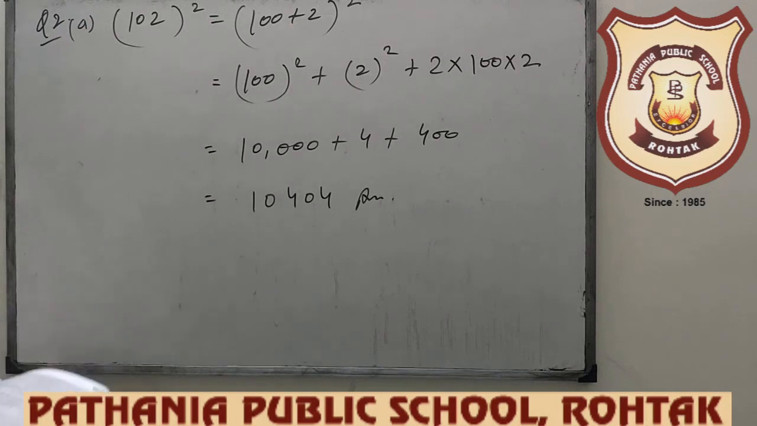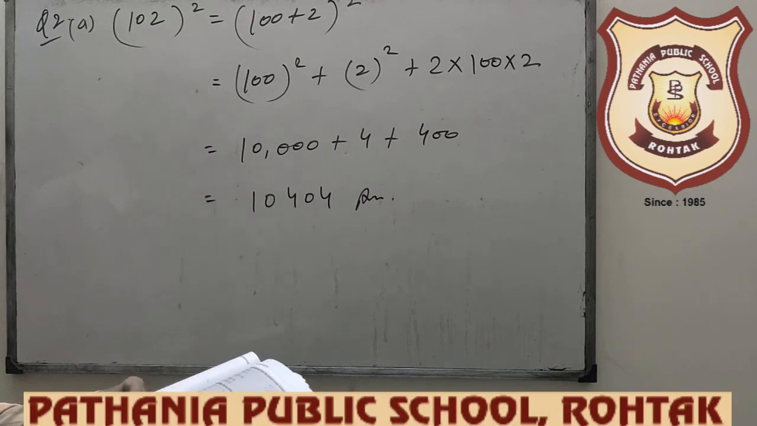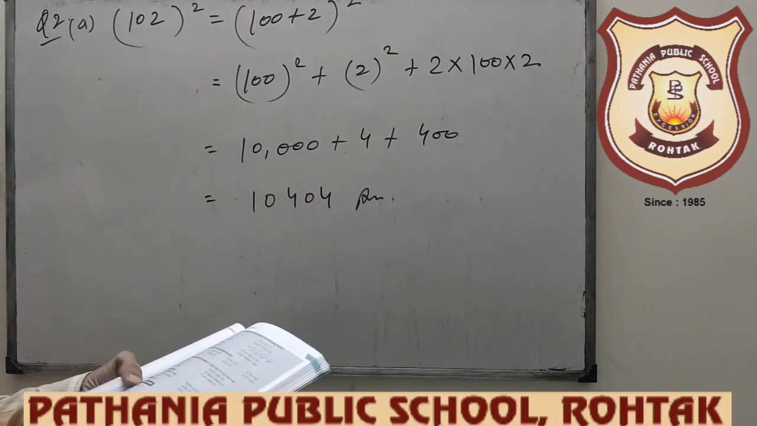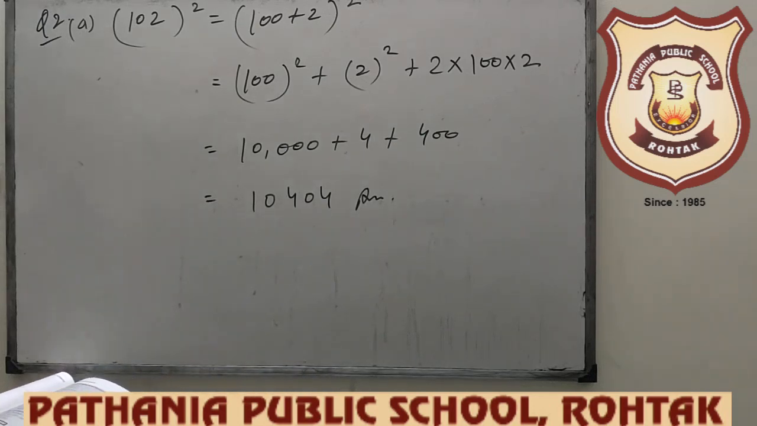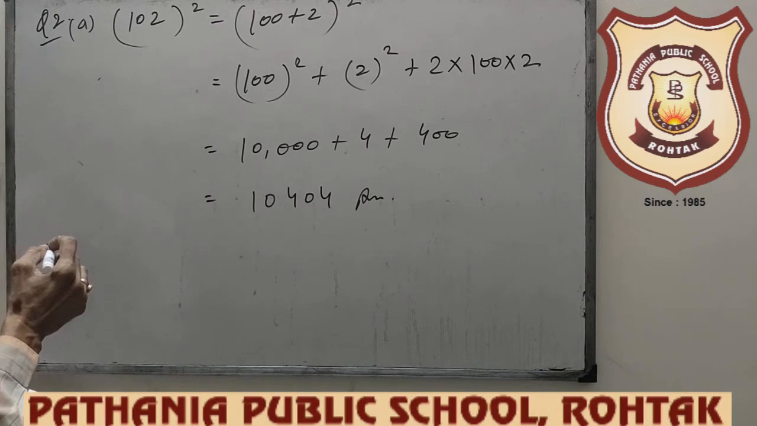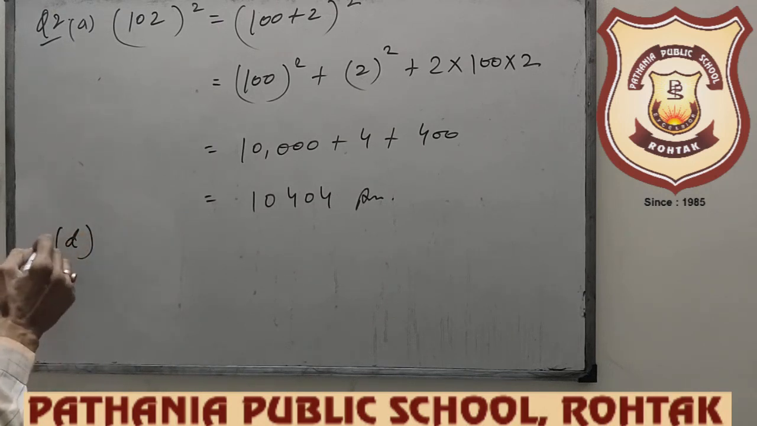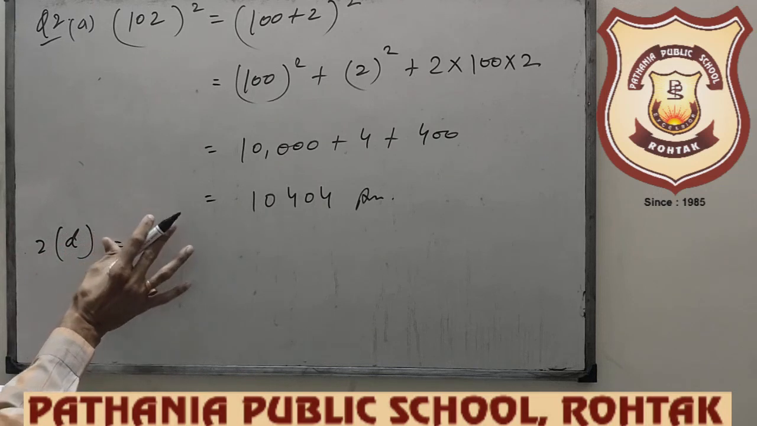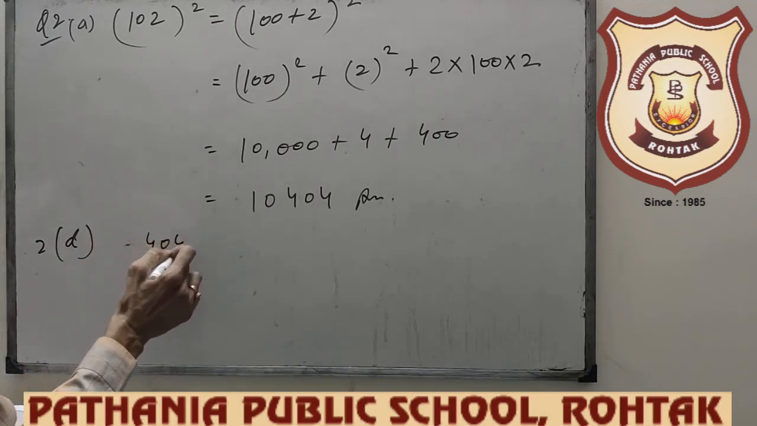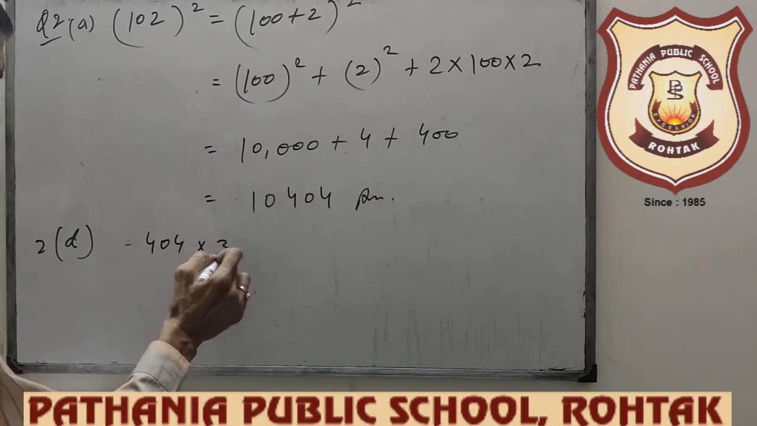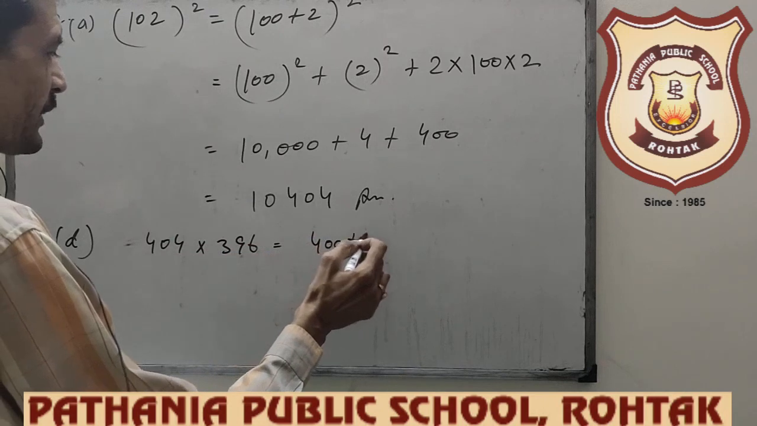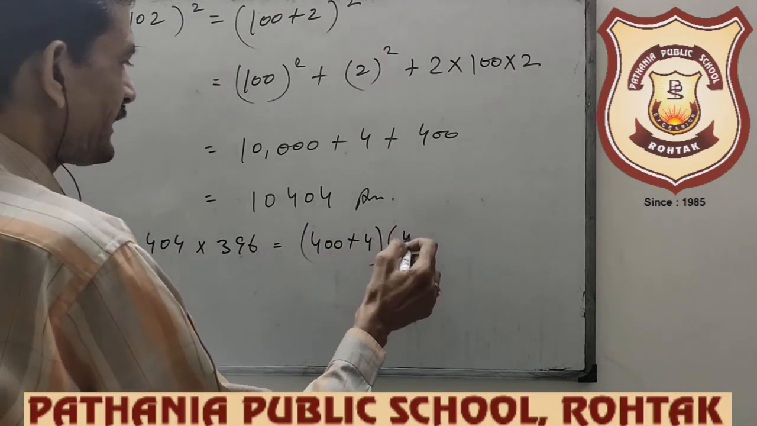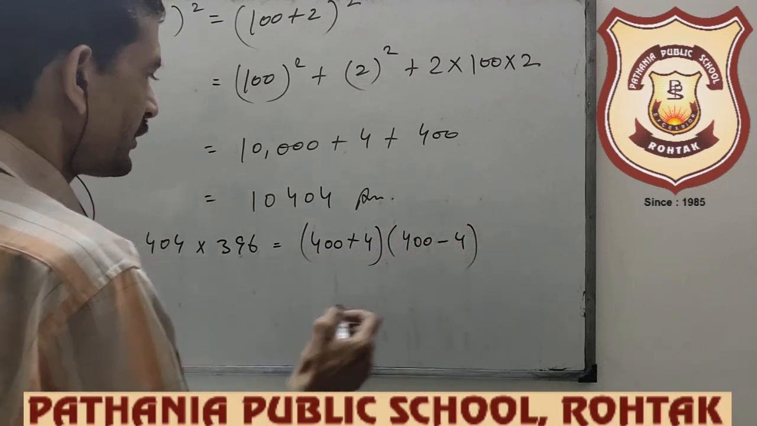So same way, 91 you can write as 90 plus 1 or 100 minus 9. Change into the nearest 10 or 100. We already discussed this part also. Now if any decimal is given, suppose that D part also, question number 2 D part, what is it? 404 into 396. So change this also to the nearest 100. 400 plus 4, and what is 396? 400 minus 4.